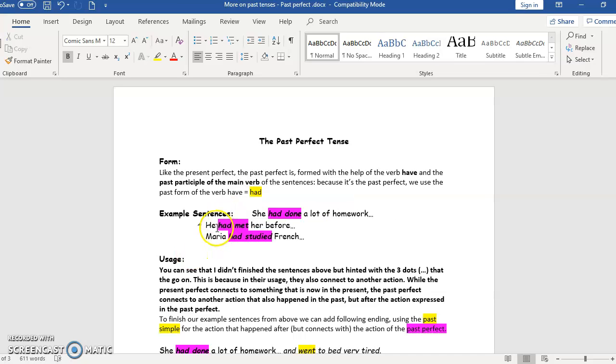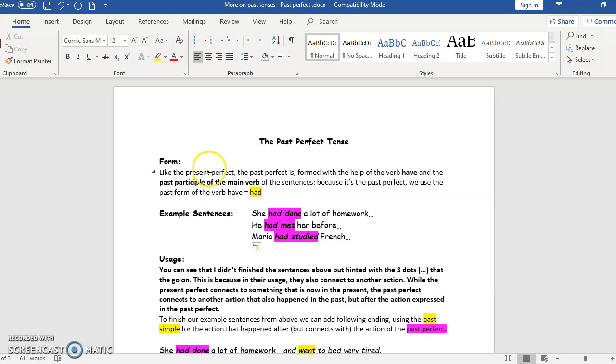Now let's have a look first at the form of this tense. The present perfect and the past perfect are connected, and that's why I want to look at the past perfect as well, because if you have understood the present perfect, you will definitely understand the past perfect. But if the present perfect really confused you, don't worry about the past perfect. It will also confuse you, or maybe together you can understand it better.